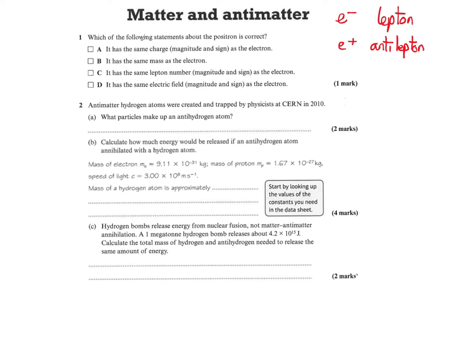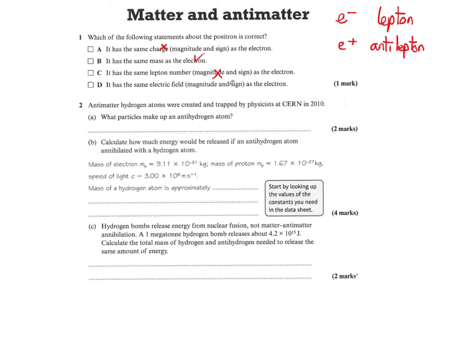So it has the same charge? Well, no, they've got different charges, so that's wrong. It has the same mass? That's correct. But let's just check the other ones. It has the same lepton number? No, the positron's got a -1 lepton number, and the electron's got a +1 lepton number, so that's wrong.